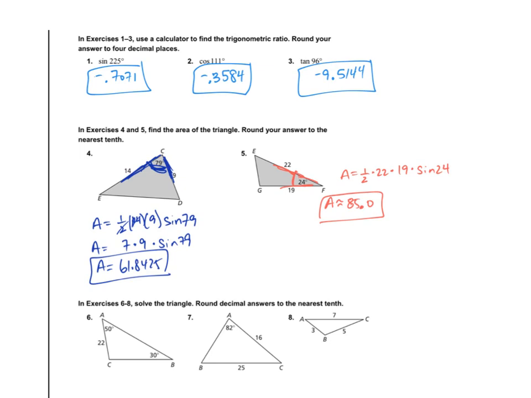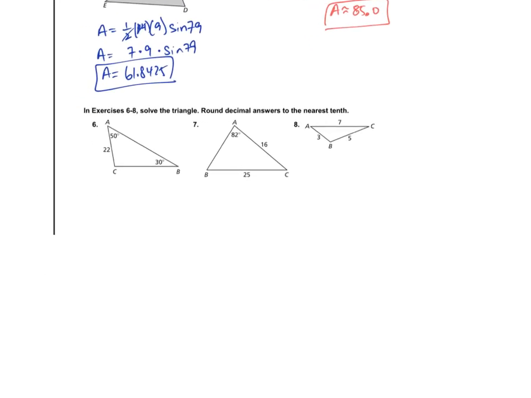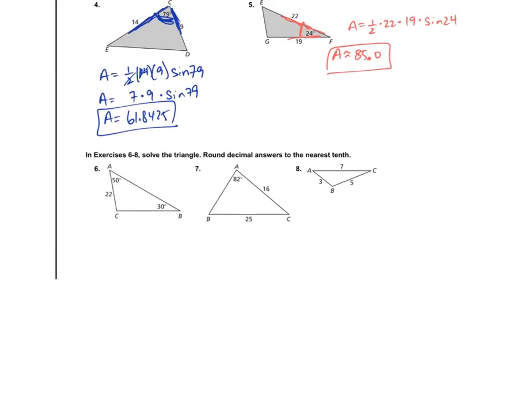All right, let's move on to these final 3, and then we're going to do some other examples that aren't on here, so I'm going to have you go back to your notes after this. Okay, it says in exercises 6 through 8, solve the triangle, round decimal answers to the nearest tenth. Okay, we talked about this before. Whenever they ask you to solve a triangle, that means we need to know all the angles, all the sides.